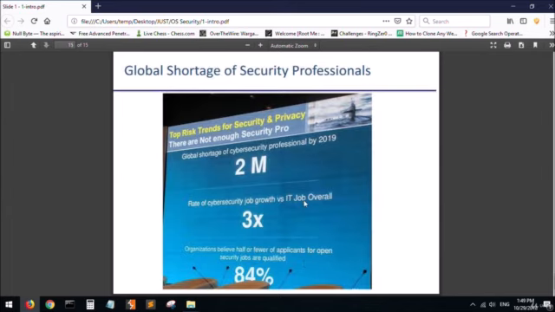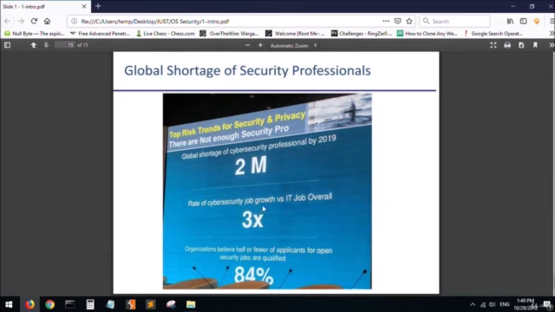Now look at this image: global shortage of security professionals. Why is this course very important for you? Because, as you see, this is from one of the conferences I attend. I took this photo. Global shortage of cybersecurity professionals by 2019: there is a 2 million shortage around the world. Imagine that. So you may have a chance if you take this course, focus with me, and keep moving forward learning about cybersecurity. There is a chance for you to get a job.